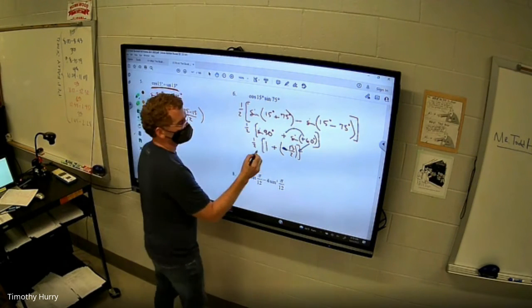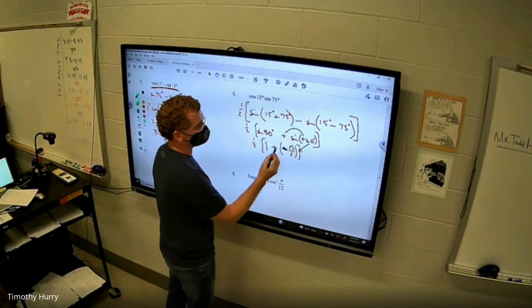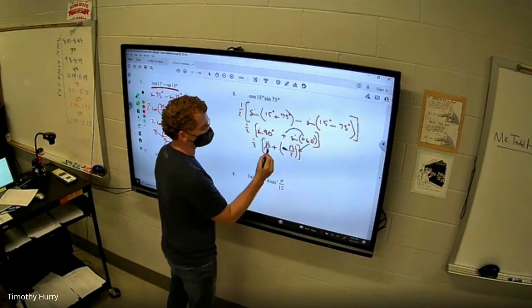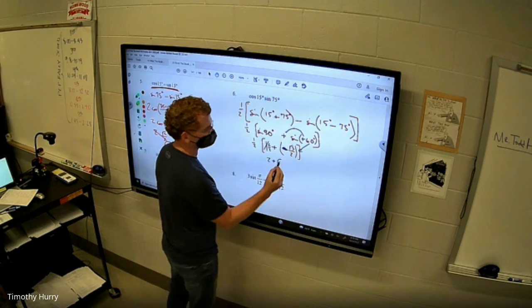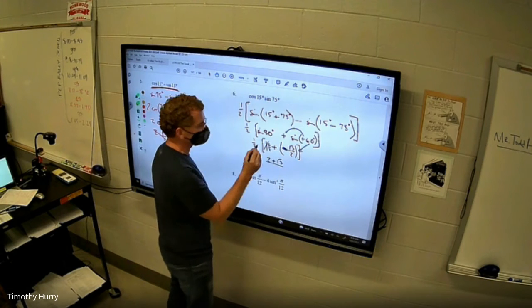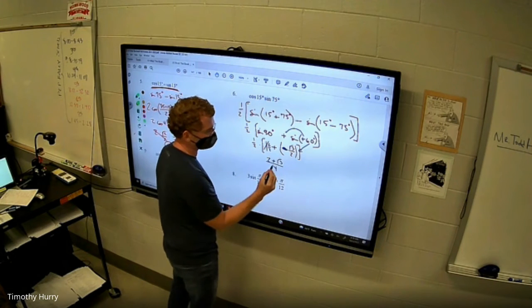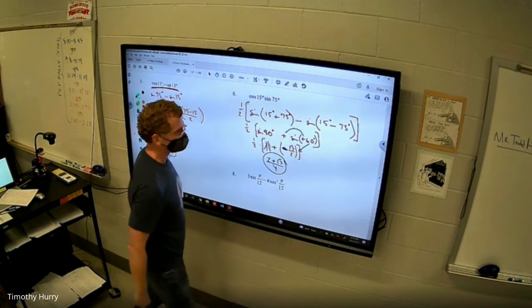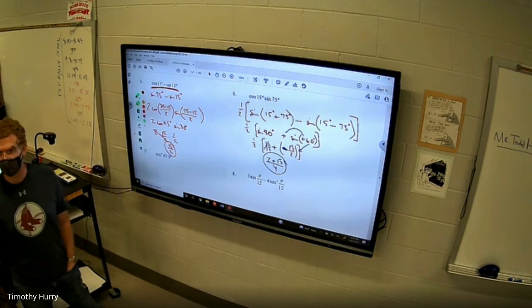You end up with what? If you add these together, I'd have to rewrite that as 2 over 2. So 2 plus root 3 over 2, but then when you multiply by a half, you end up getting it over 4. Product to sum.